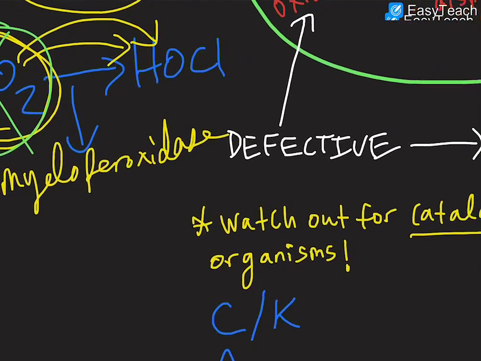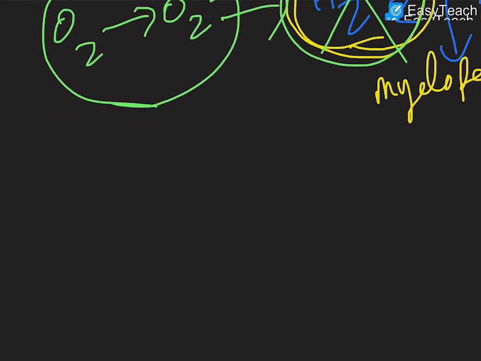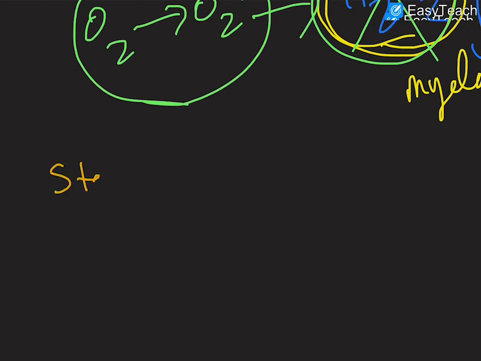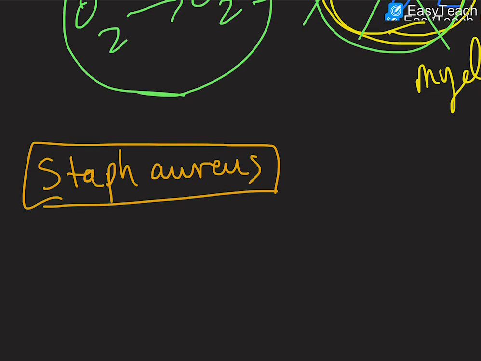All right. So what types of organisms are these? So the first organism we should know, right, is Staph aureus, right? Staph aureus is an organism that's catalase positive, and Staph aureus can lead to infection in chronic granulomatous disease patients, right? You have an increased susceptibility of infections caused by Staph aureus in these patients.